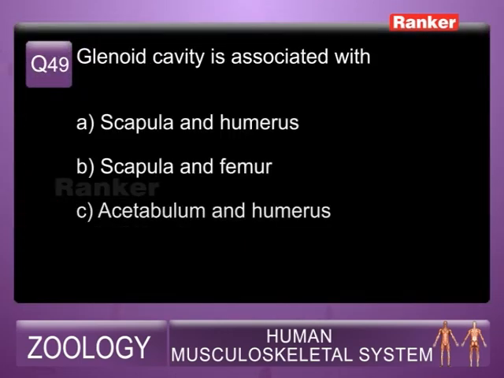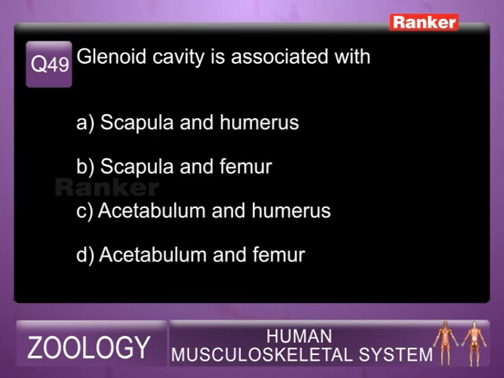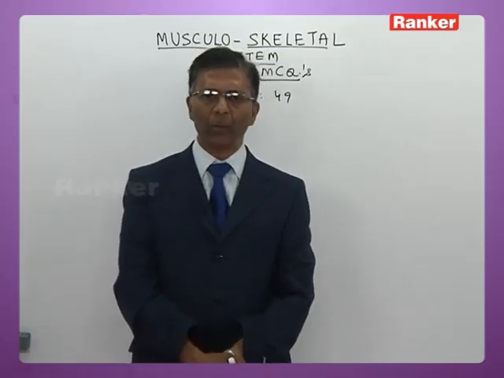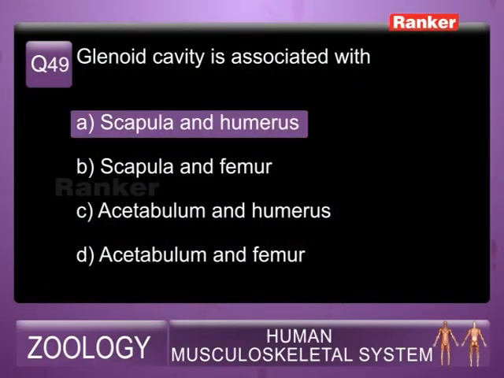49th is here. Glenoid cavity is associated with A, scapula and humerus, B, scapula and femur, C, acetabulum and humerus, D, acetabulum and femur. Glenoid cavity is a socket of the scapula to lodge the humerus. So the answer is A for this, that is scapula and humerus.